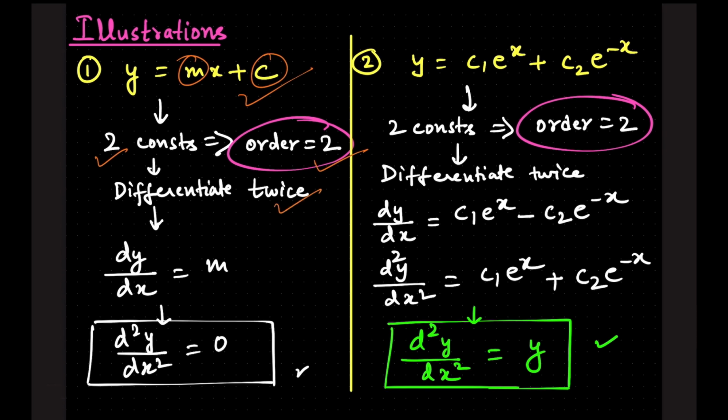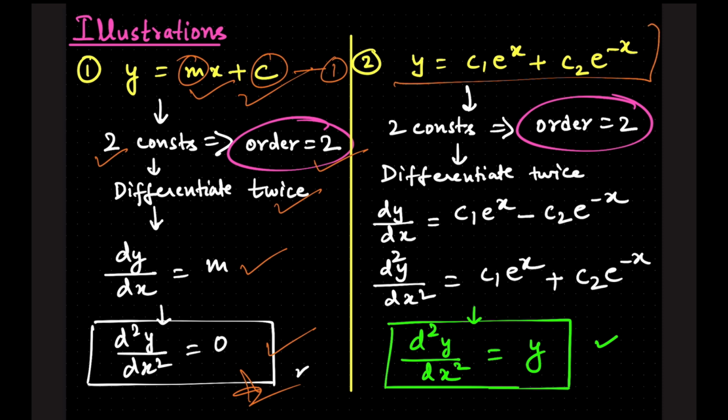So if you differentiate this equation once, then you will get dy by dx is equal to m. And if you differentiate it again, this m will become 0, and you will get the final differential equation. And you can check that here there is no arbitrary constant. So this is your final equation. So for a line equation, which is y is equal to mx plus c, your differential equation is d squared y by dx squared equal to 0. But now let's see another example.